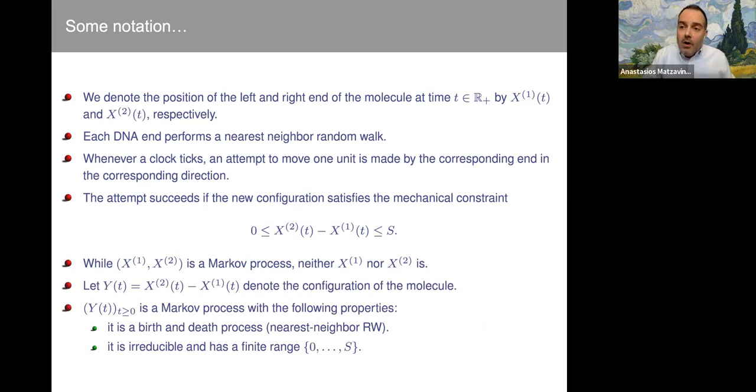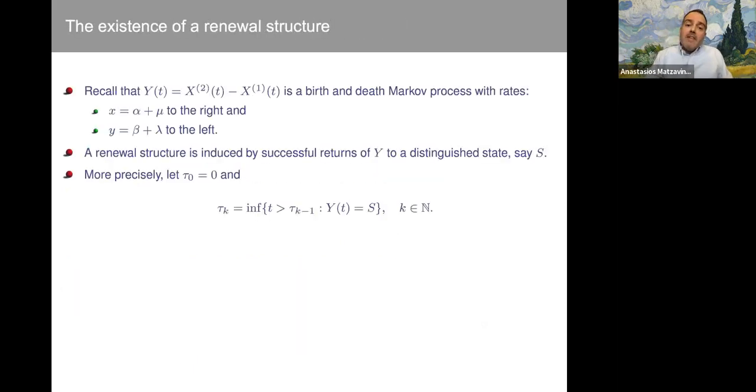All right. So what do you want to do? Basically, what you want to do is prove a law of large numbers for x2 of t, that would give you the asymptotic velocity of x2 of t, and the central limit theorem for x2 of t, which would give you the asymptotic diffusion coefficient.